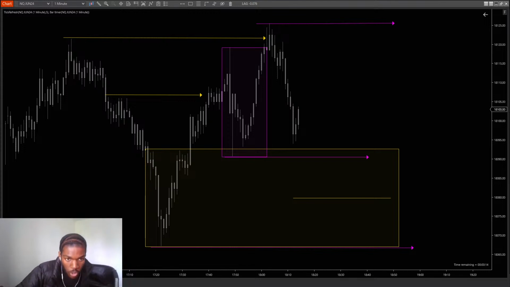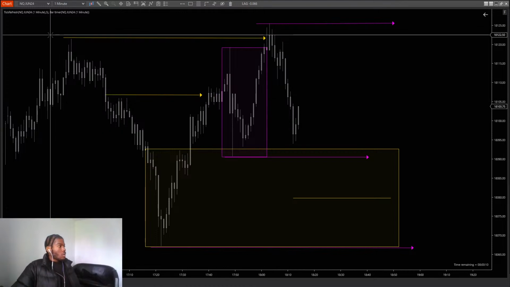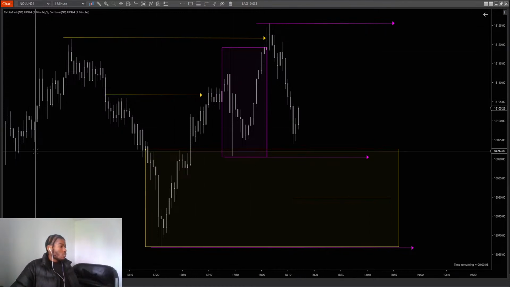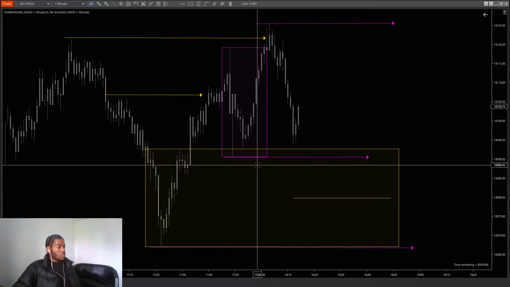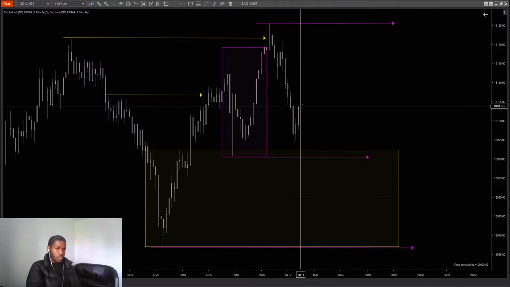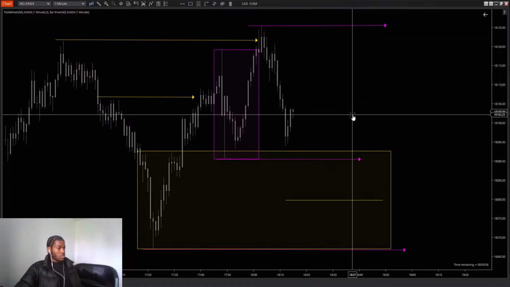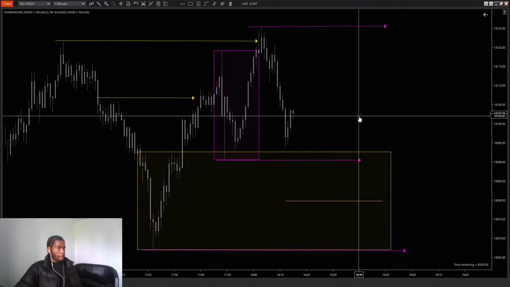How do I define my structural lows? My bro, I just went through that. If you go back to the beginning of the stream, I literally laid down my whole process, you feel me? So I already explained that.